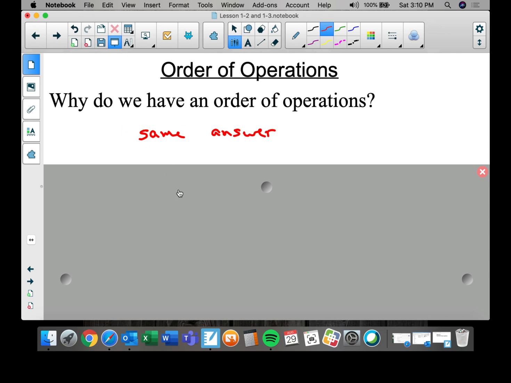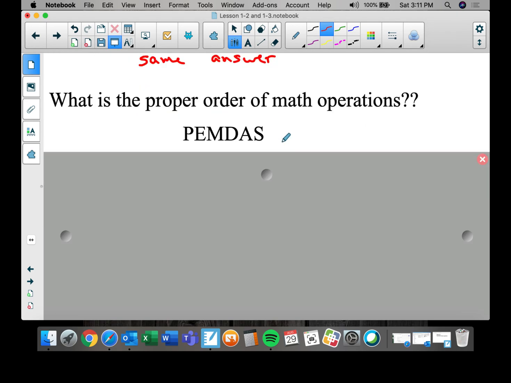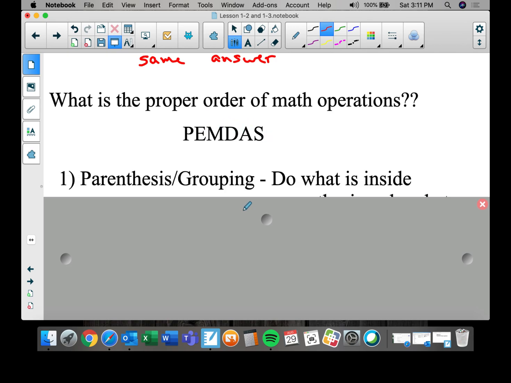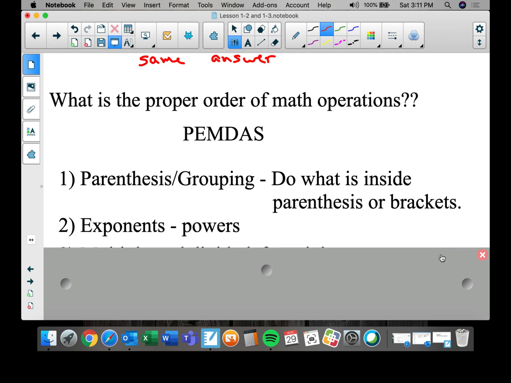All right, so then if we take a look, what is the proper order of operations? If you remember PEMDAS from the past, each one of these letters stands for something. The P you always do first: parentheses or grouping symbols, so it might be brackets, something like that. But parentheses are what you always do first. Then if we keep going, the E stands for exponents. We then would evaluate any exponents that we have, any powers.